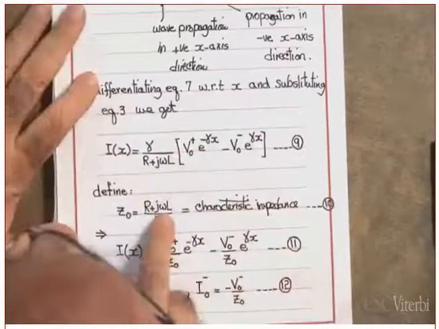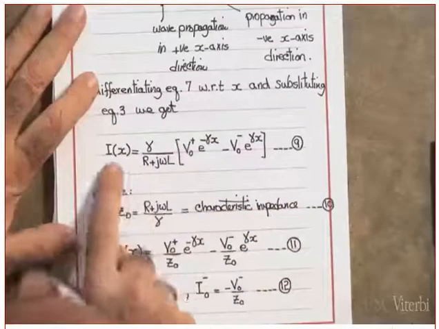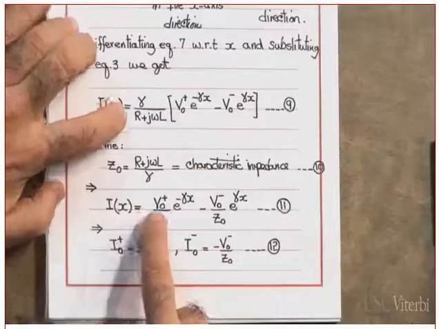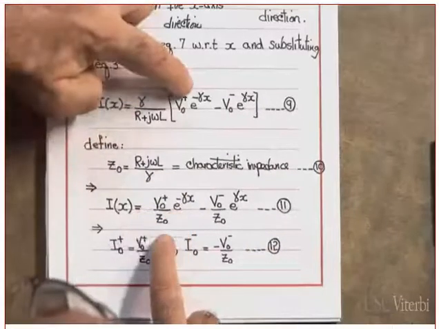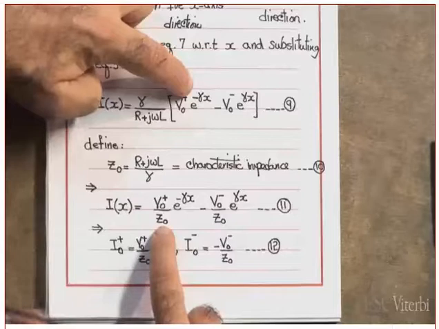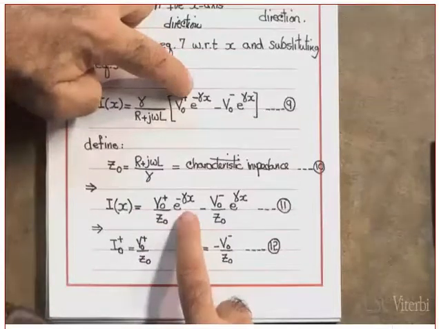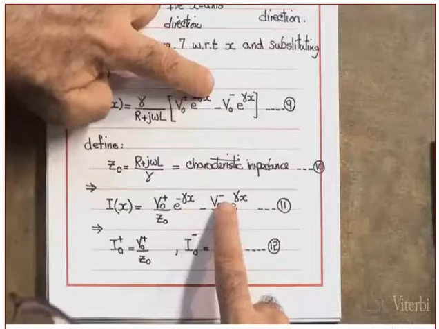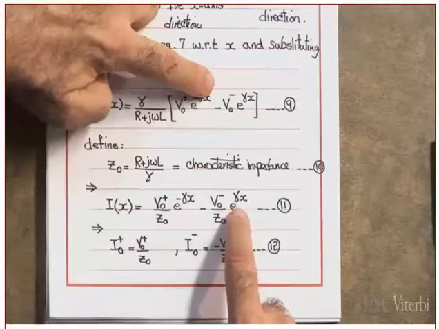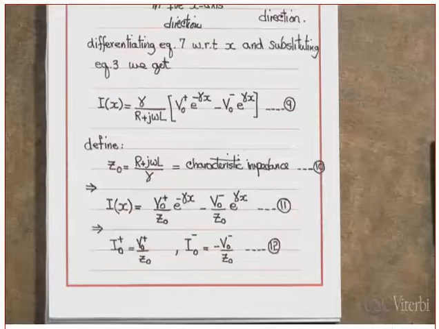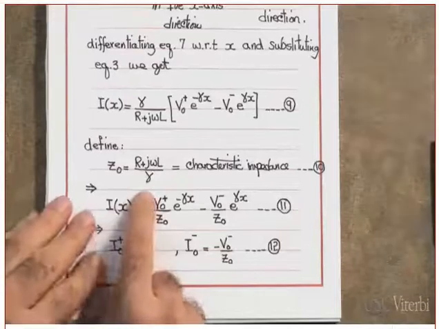The reason I put it this way is so that this equation becomes I of x equal to V naught plus divided by Z naught times e to the minus gamma x, minus V naught minus divided by Z naught e to the gamma x. Clear so far? Okay.